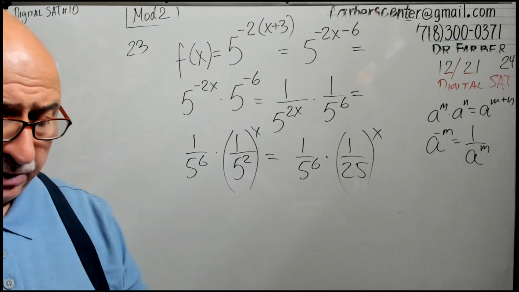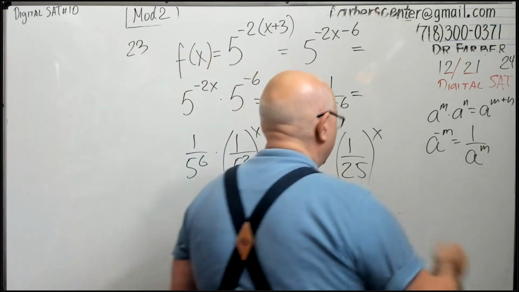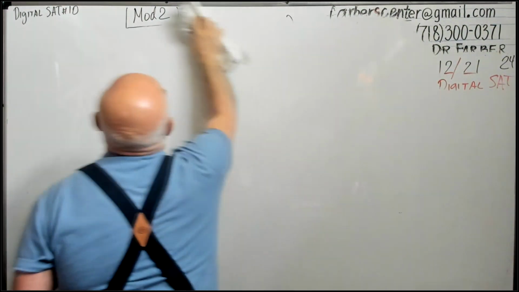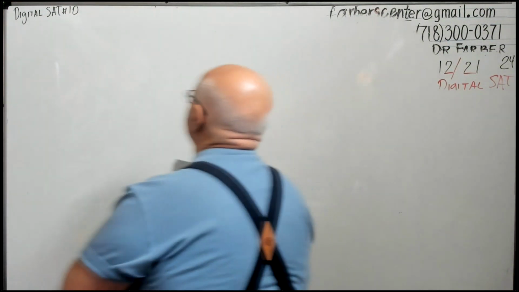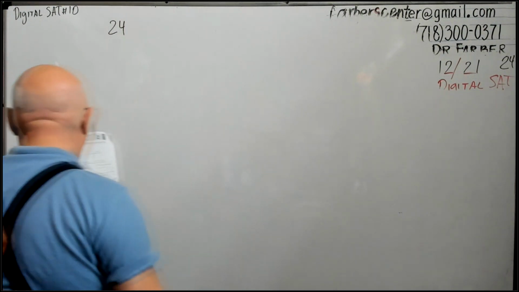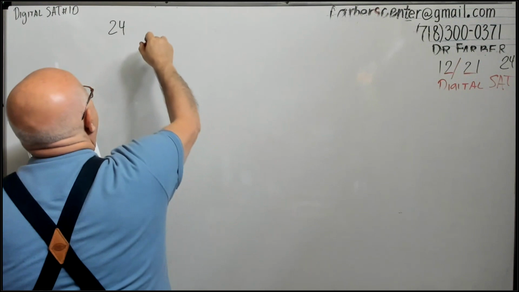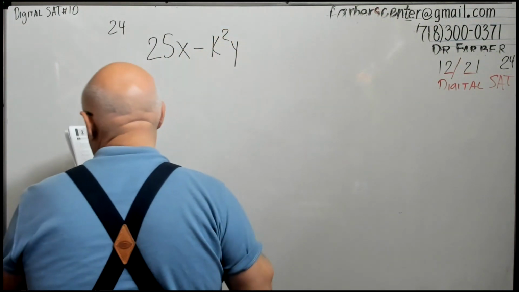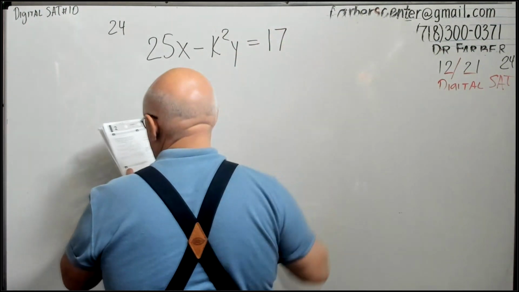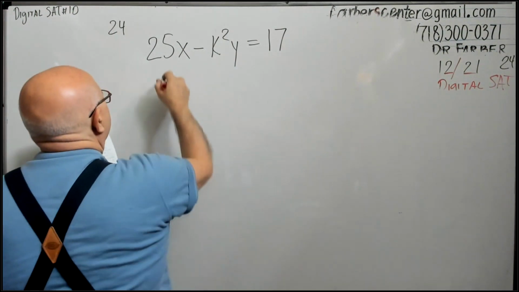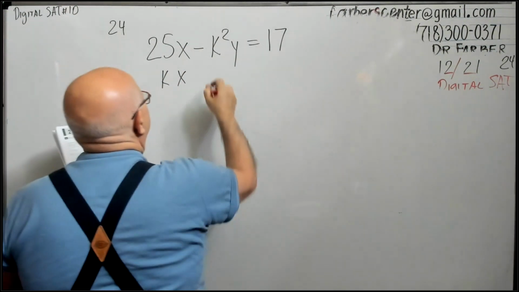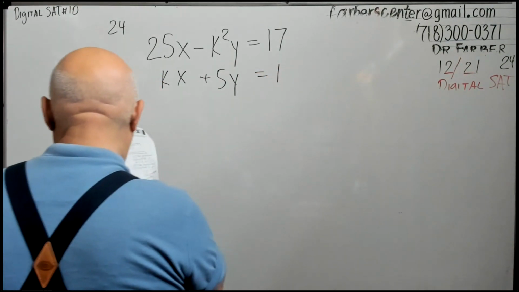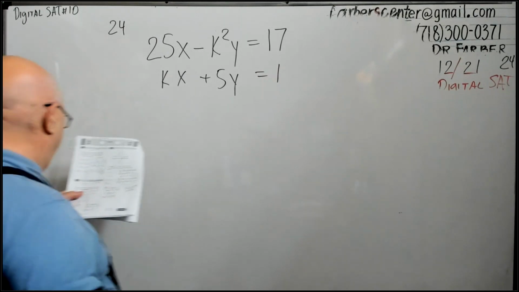Okay, a few more questions. Number 24. 25x minus k squared y equals 17, and kx plus 5y equals 1. And what we know is they have no solutions.